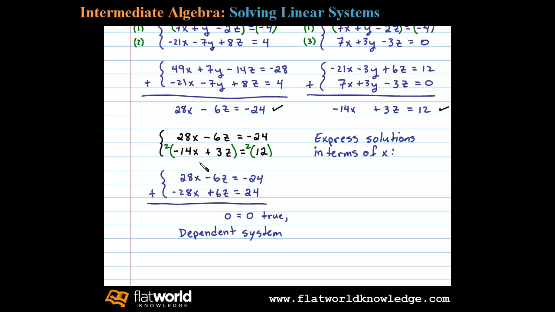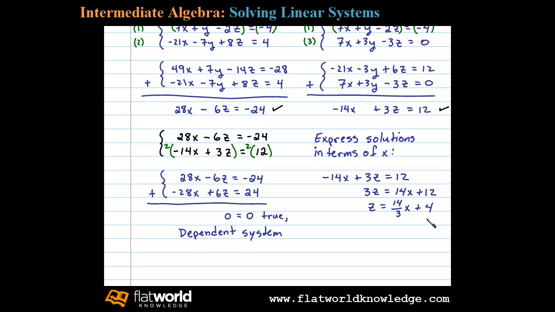Let's begin with the second equation here. Negative 14x plus 3z equals 12. We can express z in terms of x if we solve for z. In this case, we'll add 14x to both sides. 3z equals 14x plus 12. And then dividing both sides by 3, we have z equals 14/3 x plus 4. Now we have z in terms of x.